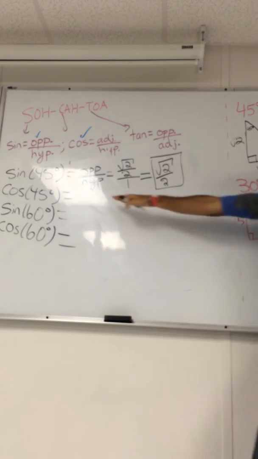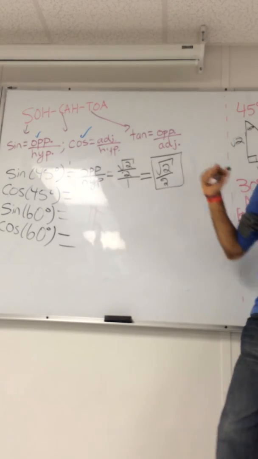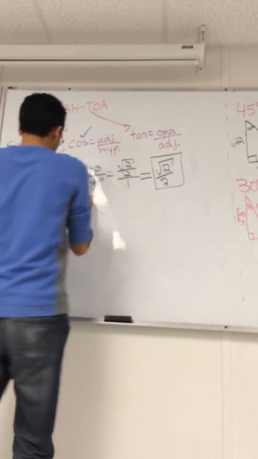Now try cosine of 45. And then keep working your way down. We want to get all these.